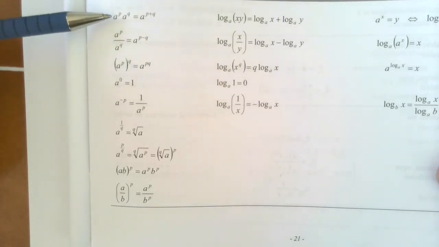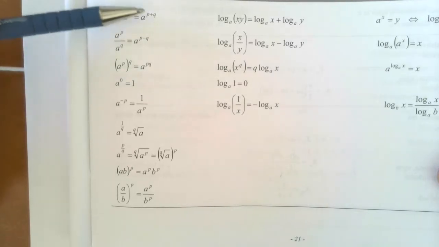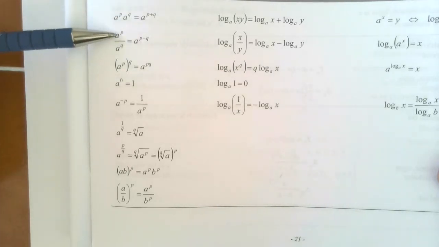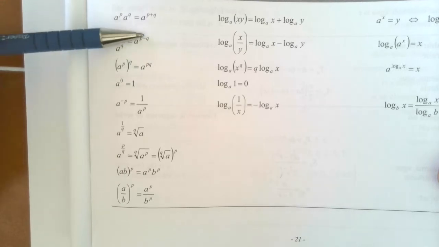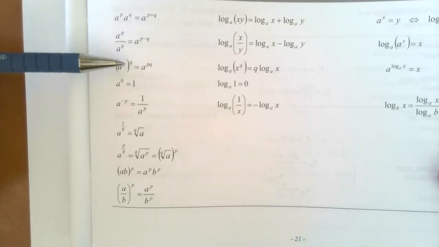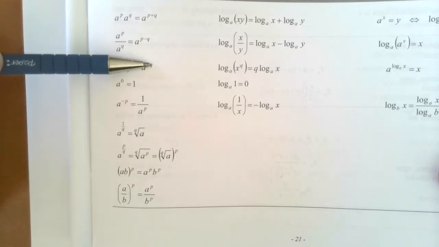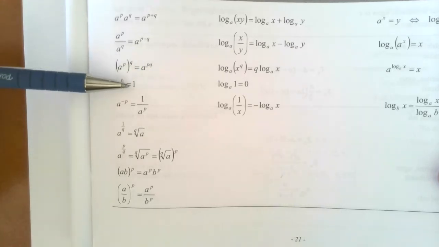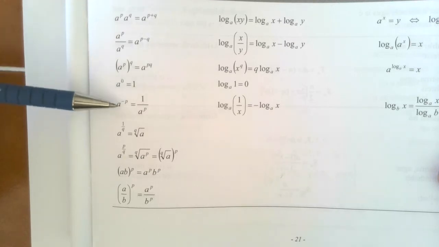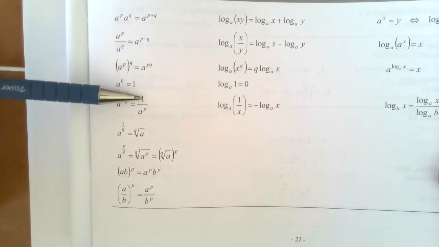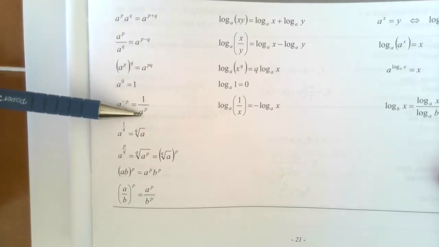If you're multiplying two numbers to the same power, you can add the powers together. If you're dividing the same number to a particular power, you take the powers away from each other. If there's an additional power on the outside, you multiply the two powers by each other. Anything to the power of 0 is equal to 1. If something is to a negative power, it's actually 1 over the positive power.